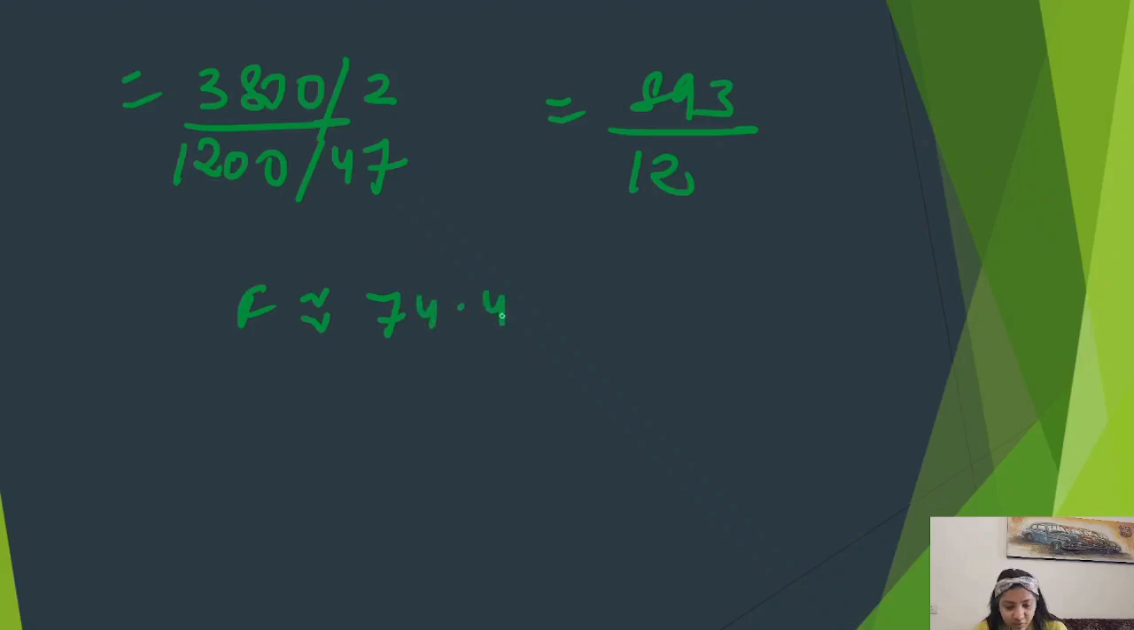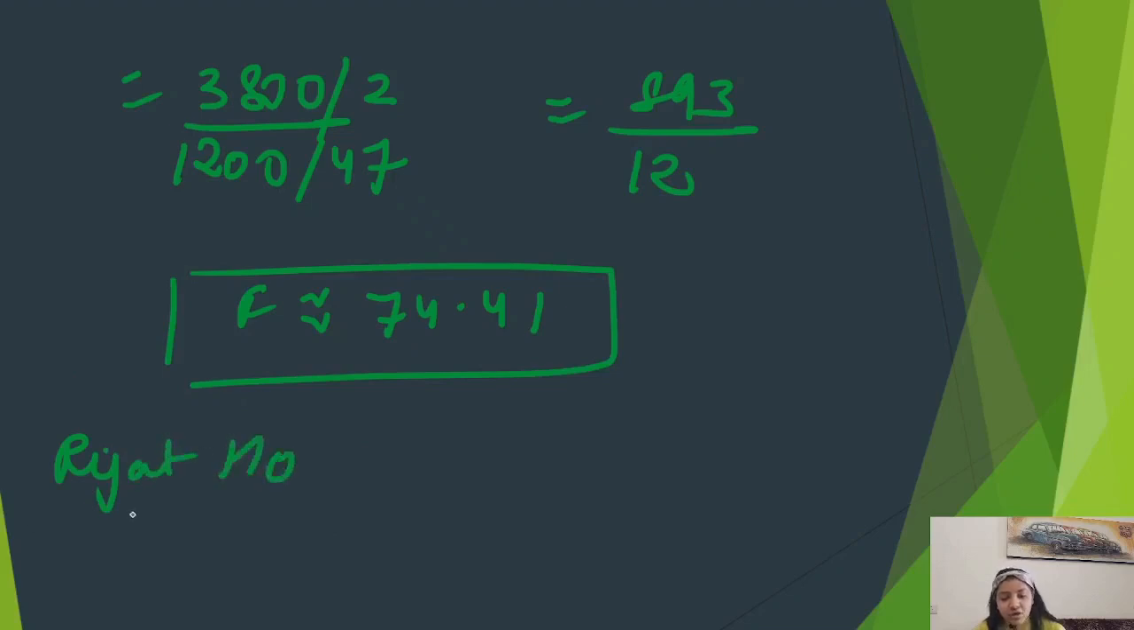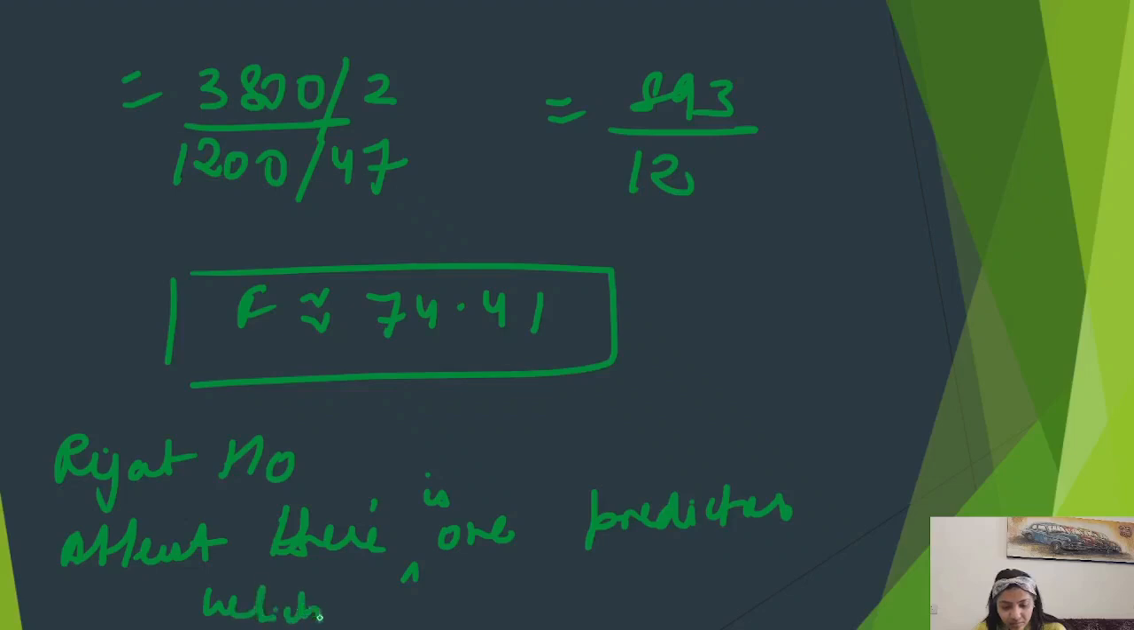When we solve this, it comes out to be around 893 upon 12, which is equivalent to 74.41. That is quite a large value, right? What does a large value of F indicate? It indicates that our model is very useful. So we reject H0, the null hypothesis. What is the null hypothesis? That none of the predictors are useful in predicting my value. So we reject that hypothesis. A higher value of F indicates that my model is really useful and at least one predictor is useful. This is what we can interpret from the higher value of F.